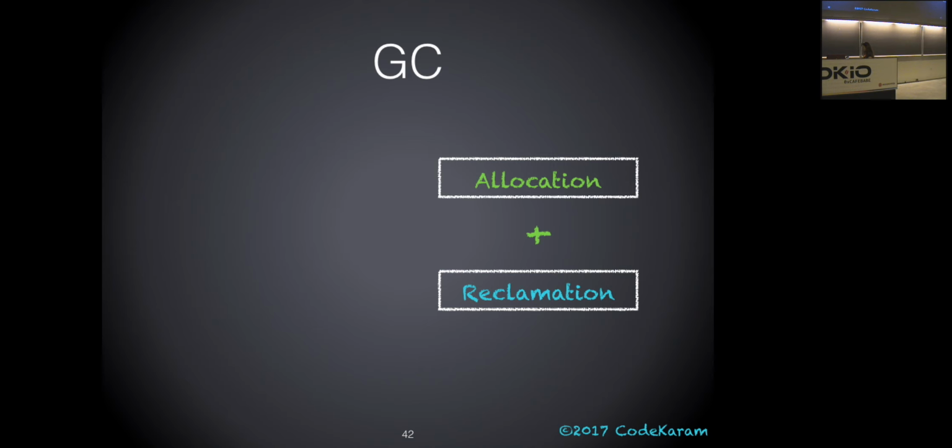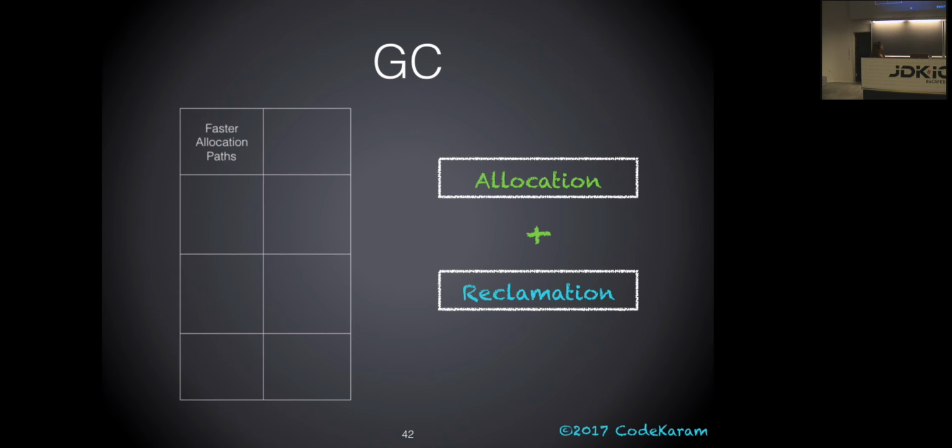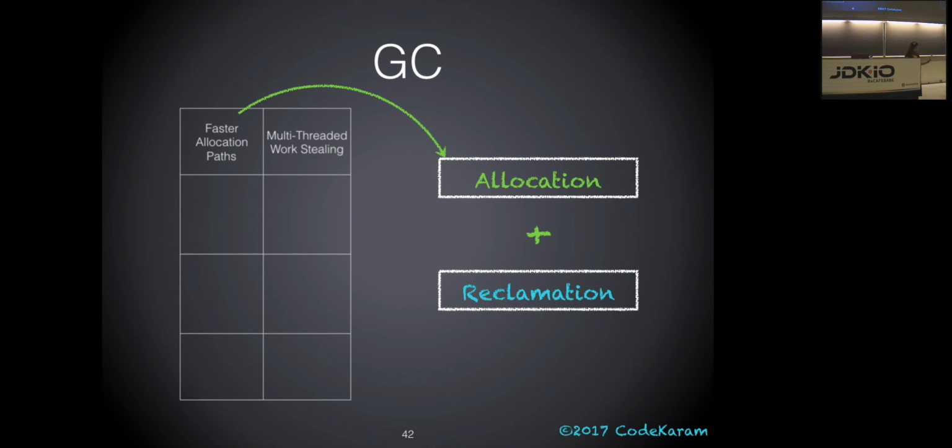So GC, like I said, does not do allocation. The allocations are done by your allocating threads, but it handles optimizations. All the optimizations go under the GC heap management umbrella, and reclamation. So if I again put these optimizations from the throughput and the latency responsiveness side, we can say the faster allocation paths are, of course, allocation-related optimization. Multi-threaded work stealing is a garbage collection, which is reclamation part of the optimization.